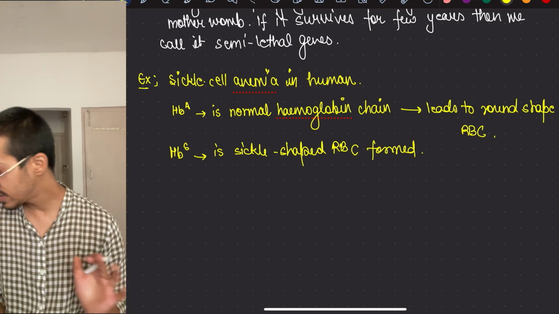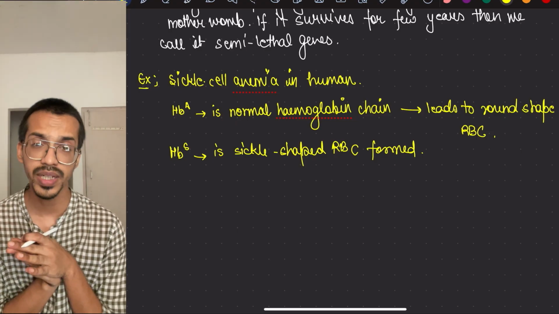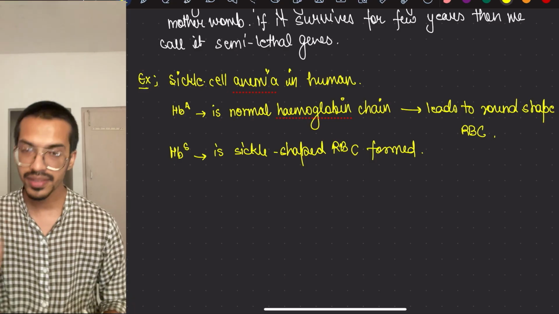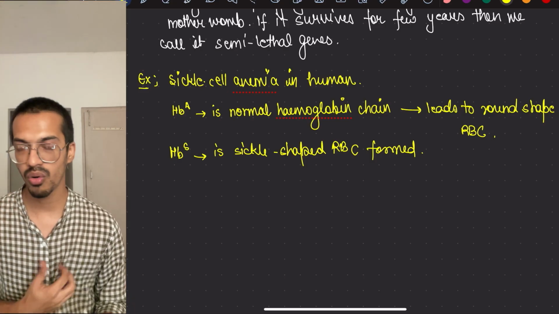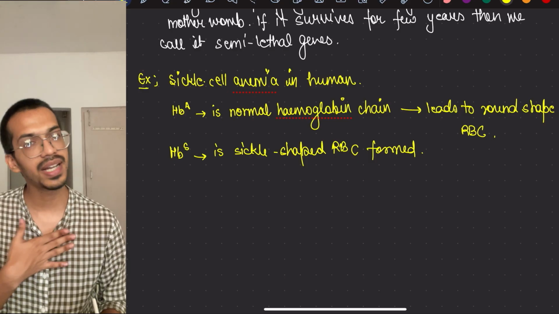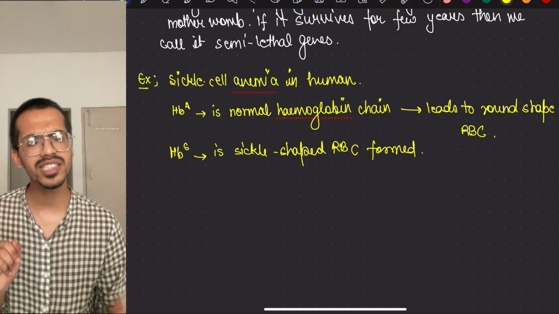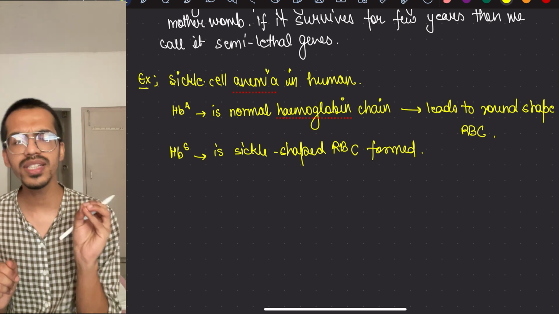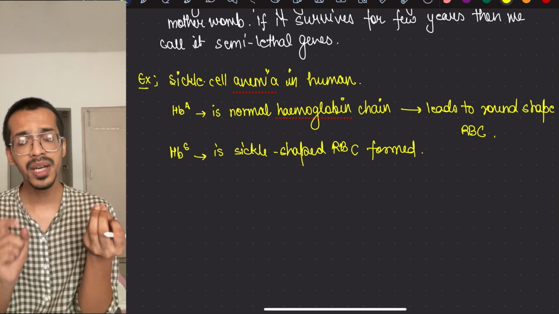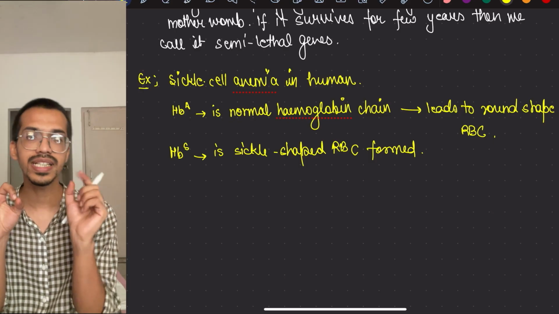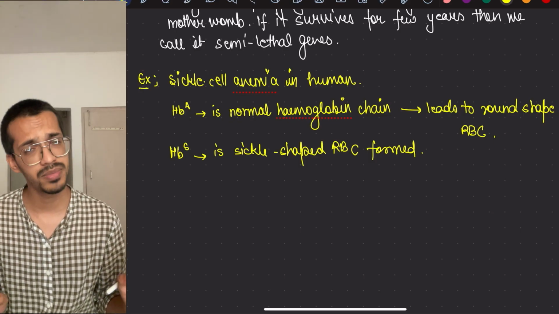Now let's see an example of how it can turn out to be lethal. If the gene is there, two alleles would be there. Imagine I have both the things, both allele forms present in my body. It will make round RBC also, and sickle RBC also, and my body is completely fine. No major problems are there.